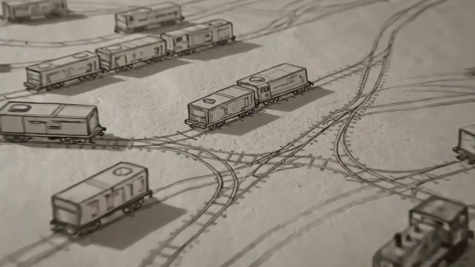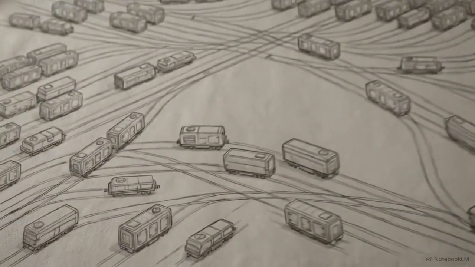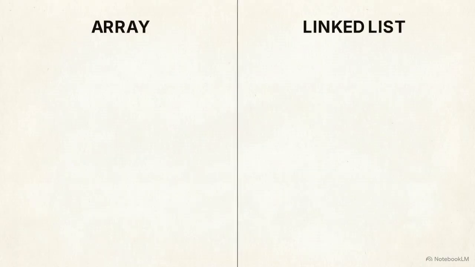Organizing data in a train yard means managing elements that aren't stored in a single continuous line. Instead, the cargo cars you need are scattered across different tracks, parked wherever the yard had an open spot. This diagram shows two different ways to store data.